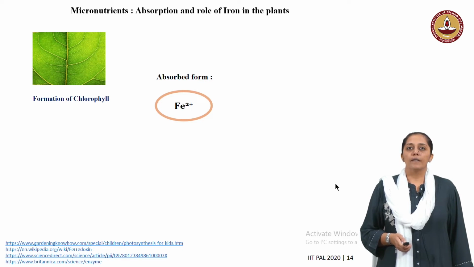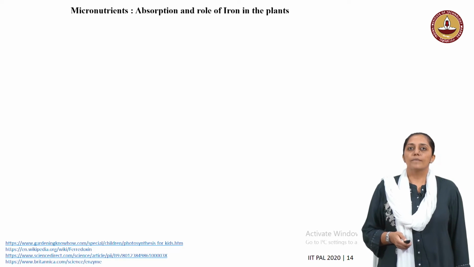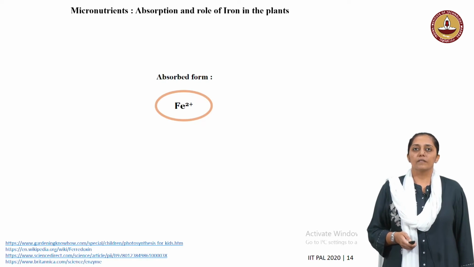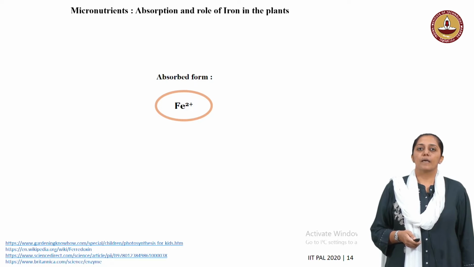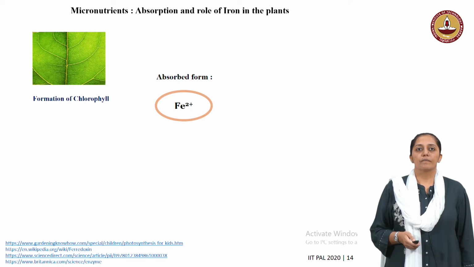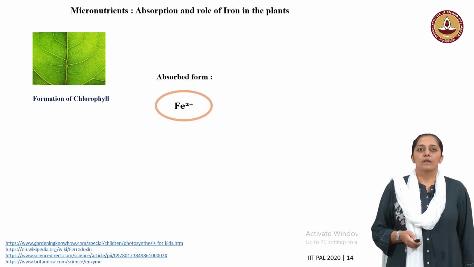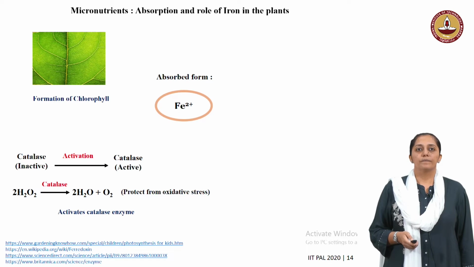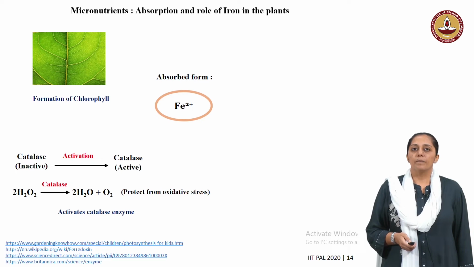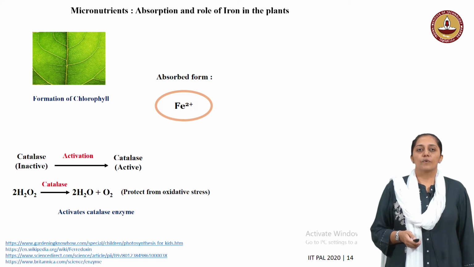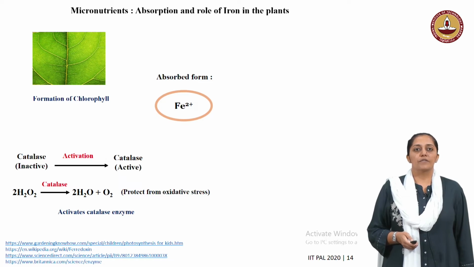Starting with iron, how is iron absorbed and what is its role in the plants? Iron is absorbed in the form of ferrous ions. It is used in the formation of chlorophyll. It acts as an activator of the catalase enzyme, which protects the plant from oxidative stress due to hydrogen peroxide.